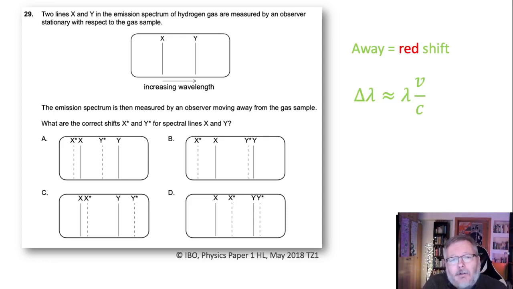Well, there we look at the equation. And the equation says that the change in wavelength, the increase in wavelength, is basically proportional to the wavelength multiplied by V over C. Now V over C is constant here, so it's just going to be proportional to the wavelength. So the bigger the wavelength, the bigger the change in the wavelength, and therefore the only valid answer to that is C, because X being the smaller one has the relatively small increase, Y being a larger wavelength has a larger increase.